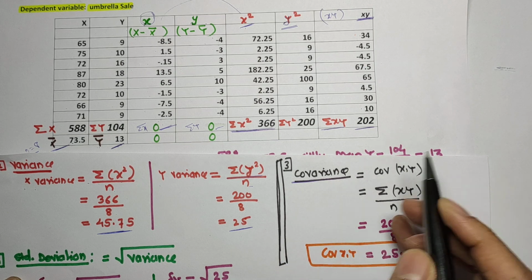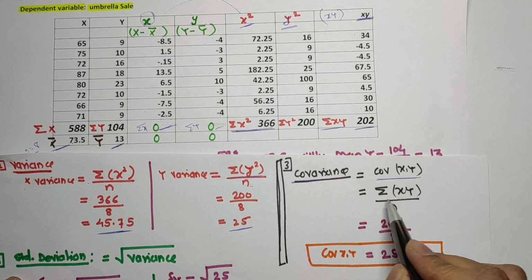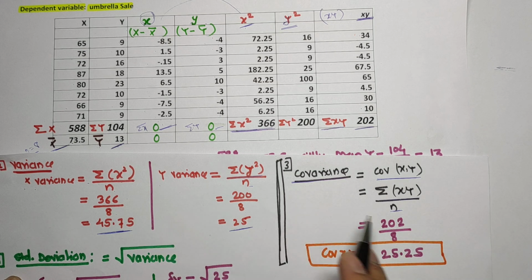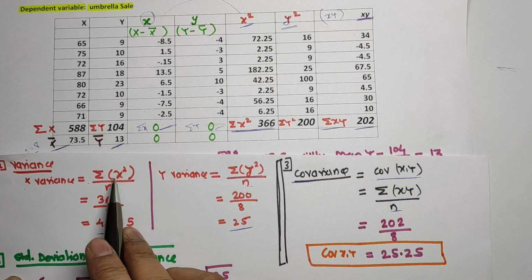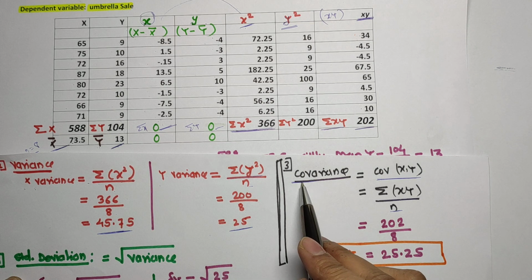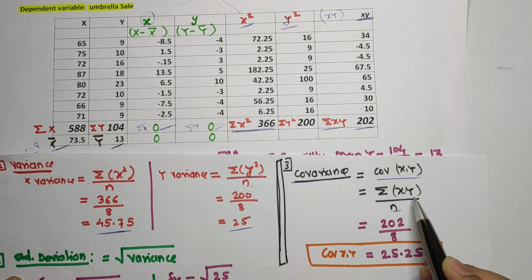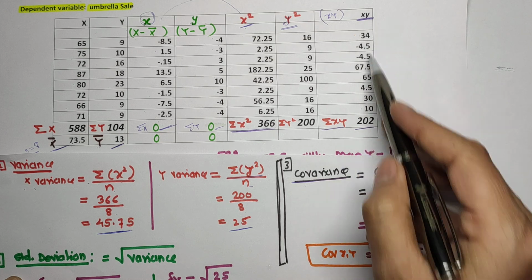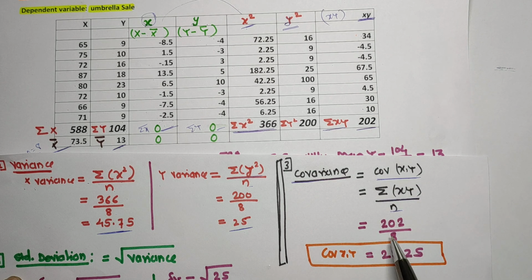Covariance of xy is nothing but the summation of small x into small y divided by n. So you can easily correlate the formula. Variance is the summation of x square, variance of y is the summation of y square. But when there is the term covariance, that time you have to use the summation of xy, because it is a co, so you use both x and y. So summation of xy divided by n. What is the summation of xy? It is 202. So 202 divided by 8, you will get covariance as 25.25.